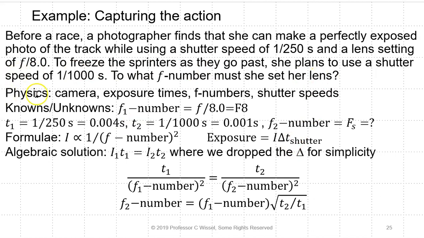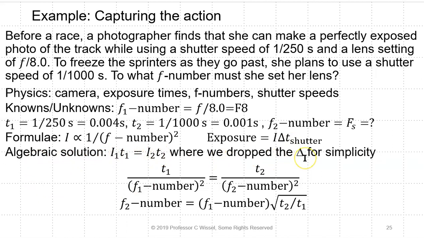Okay, write everything down. The physics is a camera, exposure times, f numbers, and shutter speeds. We know the first f number, that's f8. We know t1 is 0.004 seconds, t2 is 1/1000th second. The f number is what we need to know. Formula: I is proportional to 1 over f number squared. Exposure is I times the shutter speed. The algebraic solution: I1 t1 equals I2 t2.